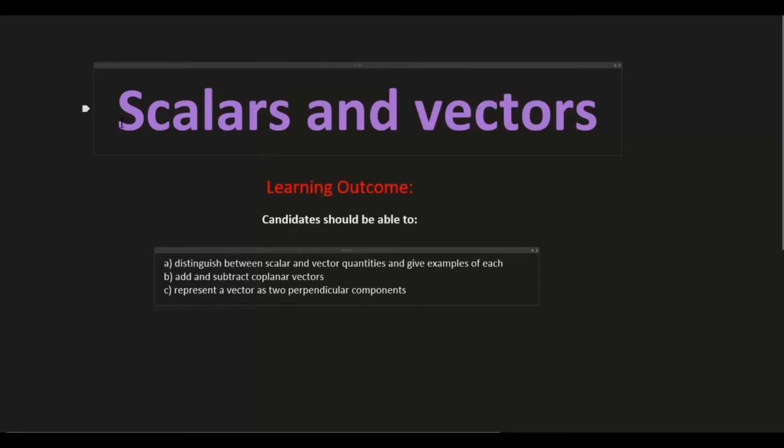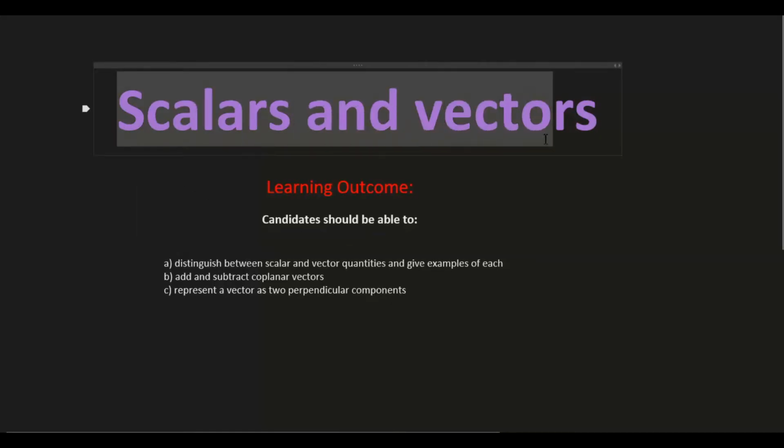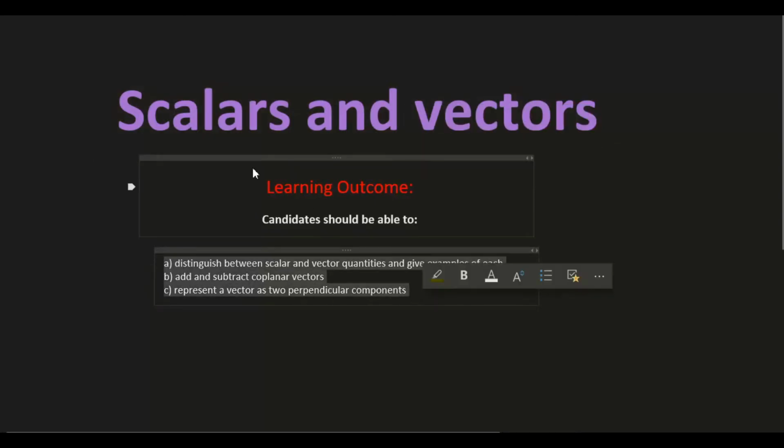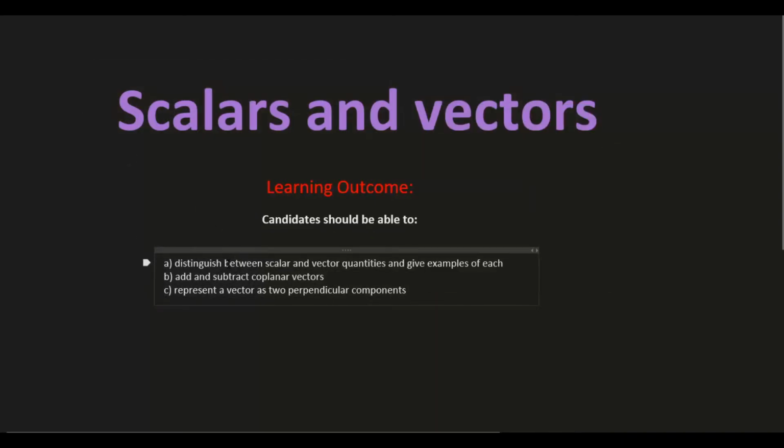Alright, in this lesson we will talk about scalars and vectors. These are the learning outcomes of this lesson, and after this video I am sure that you will be able to distinguish between scalar and vector quantities and give examples of each. You will be able to add and subtract coplanar vectors, and you will be able to represent a vector as two perpendicular components. So let's get started.